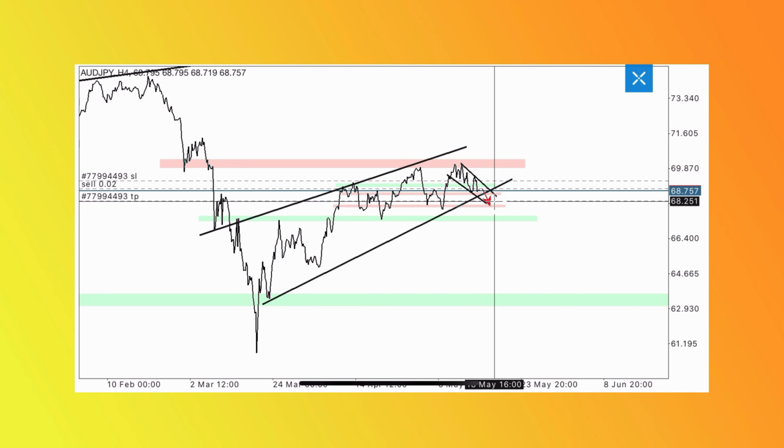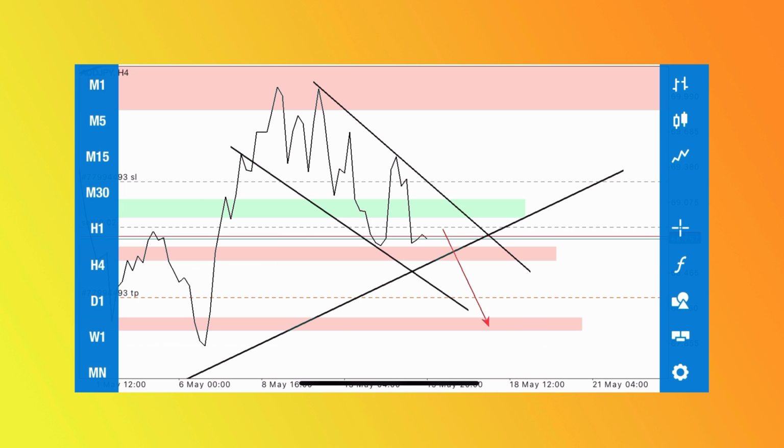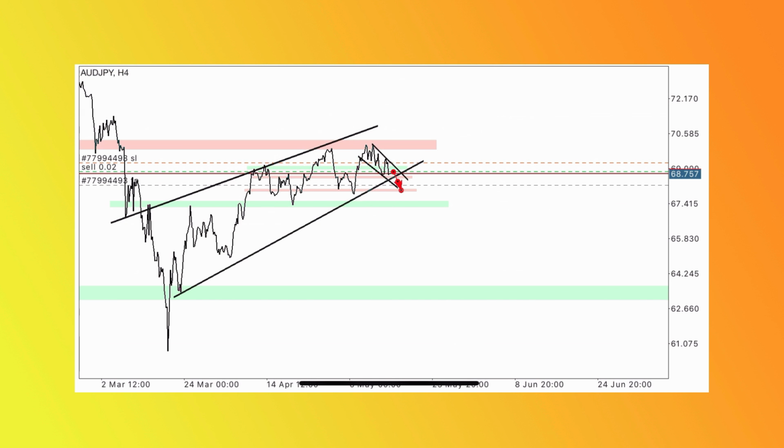Once the market breaks our uptrending support, we're going to look for further selling opportunities. So we're expecting the market to continue with its small downtrend to break through our support and look for further selling opportunities. Stop loss and take profit entries have been set, so now let's move to another pair.